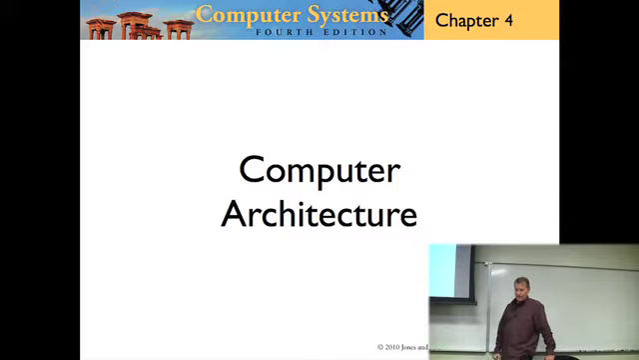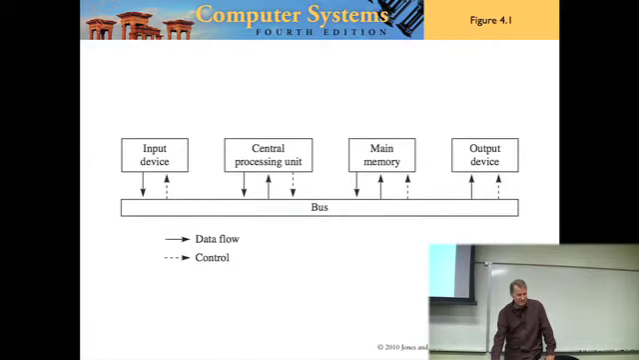Okay, so what are the 4 parts of a computer? The CPU, input, memory, and output. And what are they all connected with? The bus. And what's a bus? A bunch of wires.